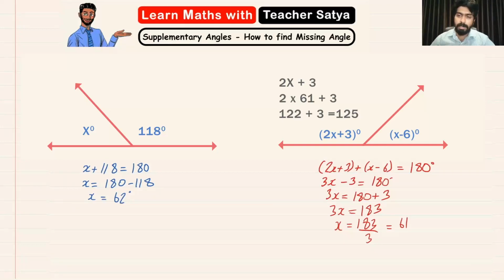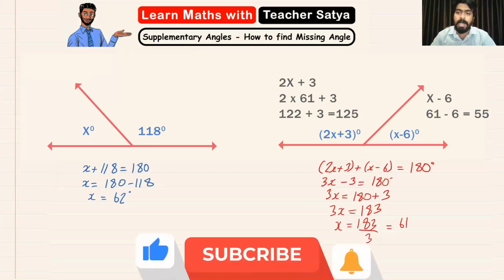Now let's go to the next one. This angle is x minus 6. So we have 61 minus 6, which is equal to 55 degrees. So this angle right here is equal to 55 degrees. And if you take a look at it, 125 plus 55 will add up to 180 degrees. And that is what we mean by supplementary angles, and how to find the missing angles from a supplementary angle question.